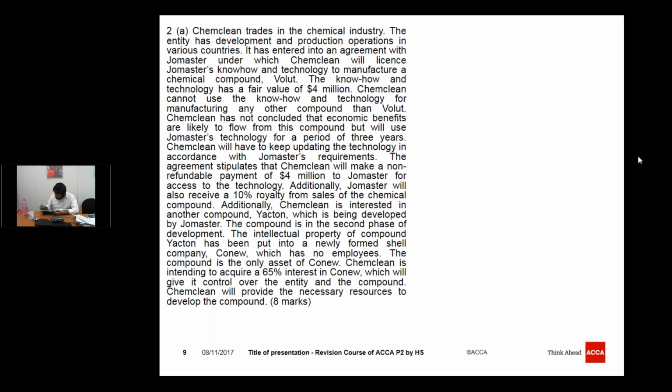Under which ChemClean will license Joe Master's know-how and technology to manufacture a chemical compound, Volute. The know-how and the technology has a fair value of 4 million, and ChemClean cannot use the know-how and the technology for manufacturing any other compounds than Volute. ChemClean has not concluded that the economic benefits are likely to flow from this compound. The economic benefits are the key to recognizing any asset.